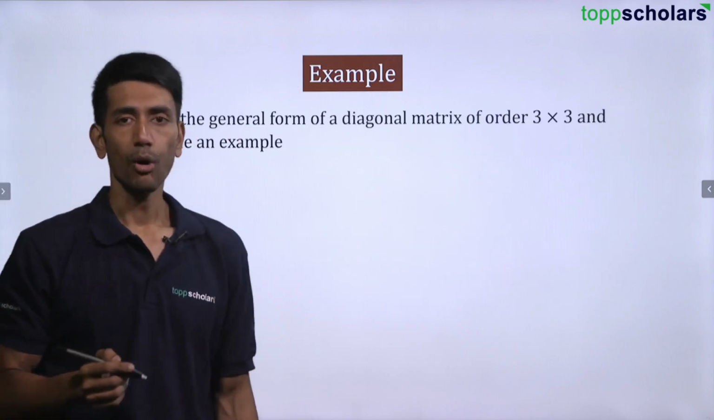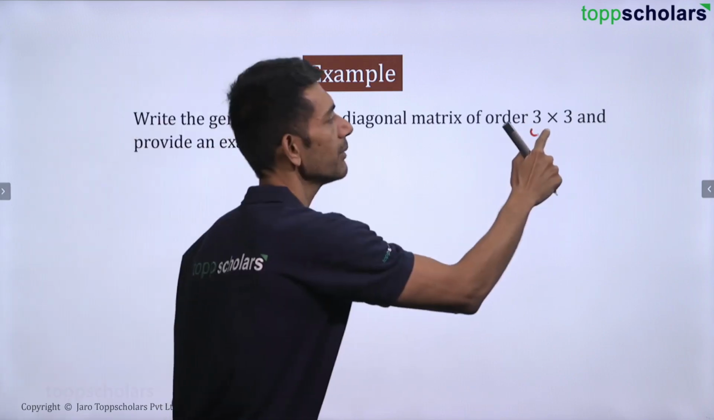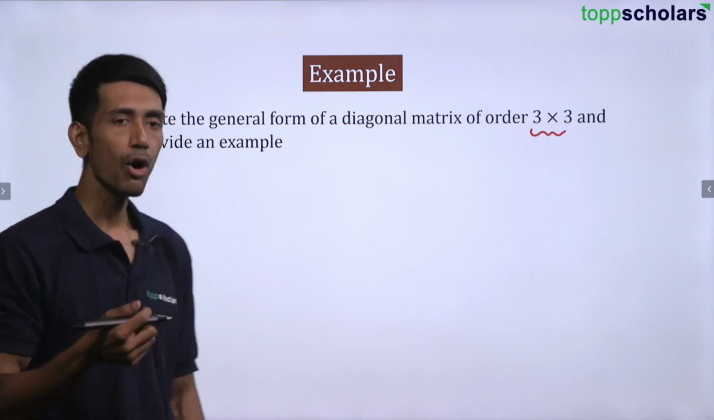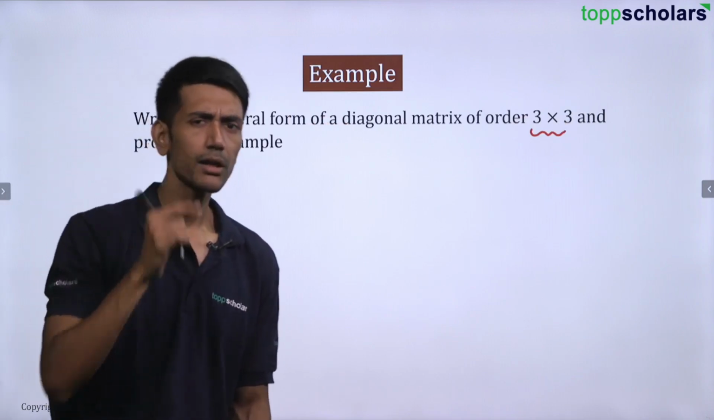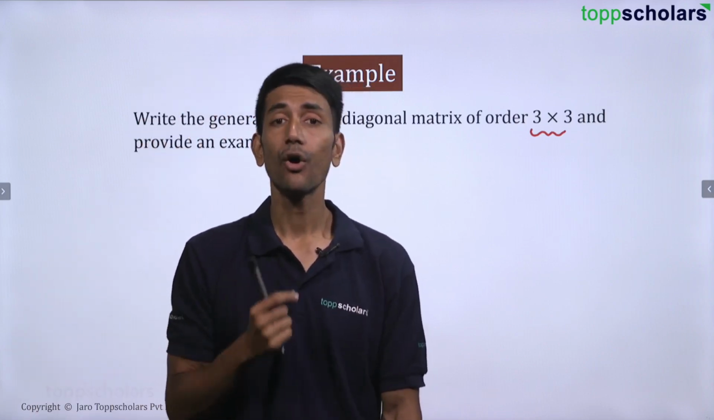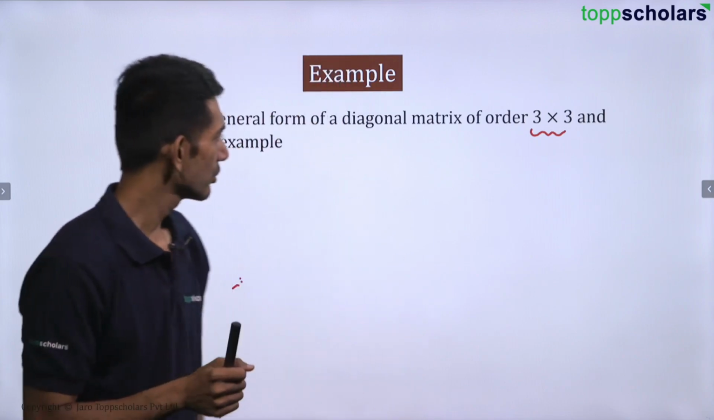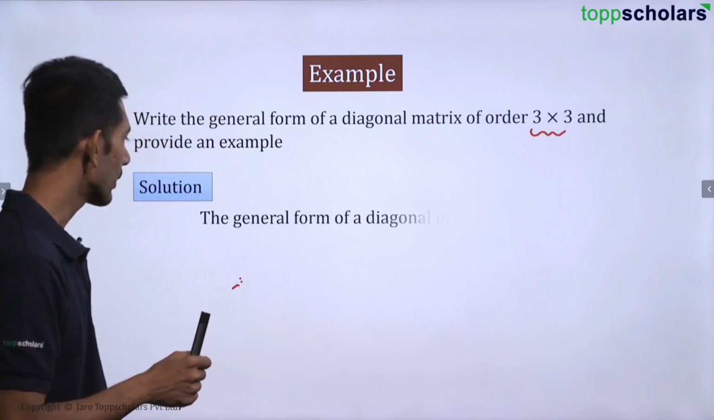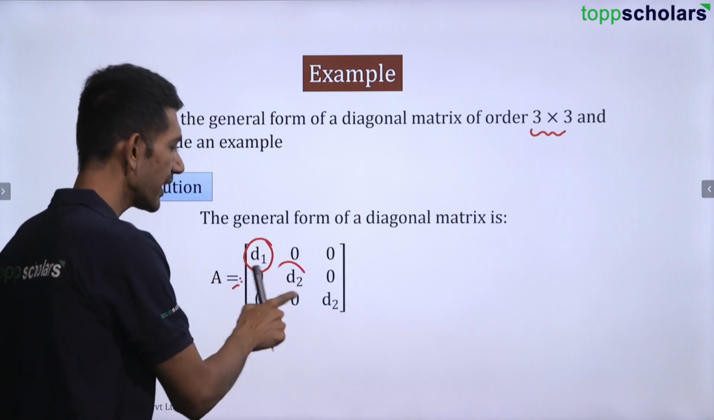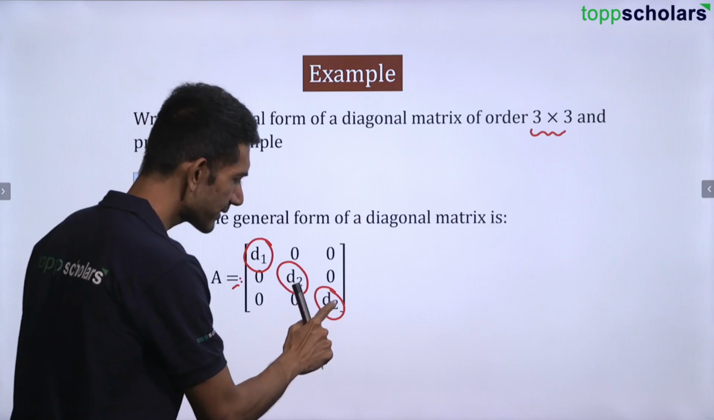Write the general form of a diagonal matrix of order 3 by 3 and provide an example. So the general form of a diagonal matrix. Recall, what is a diagonal matrix? A diagonal matrix is a matrix where the non-diagonal elements are 0 and the diagonal elements can be different. So if I want to write down the general form of the diagonal matrix, it can be 3 elements a, b, c, or say d1, d2, d3.